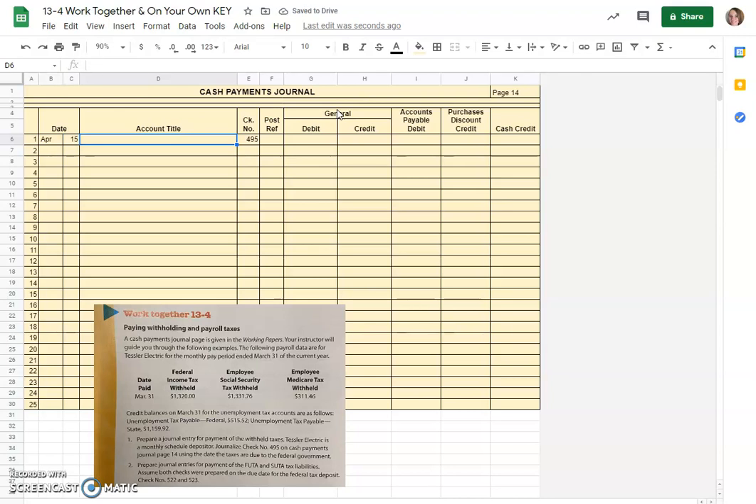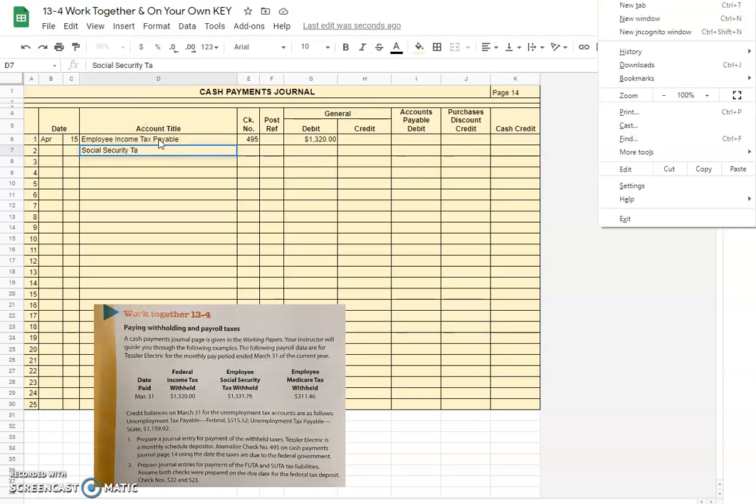And the taxes, we want to start with our employee income tax. So we had federal income tax withheld. So we'll type in our account title, employee income tax payable, and that amount is $1,320, and we'll go ahead and put that in the general debit. And then the next one we need to do is Social Security tax payable.